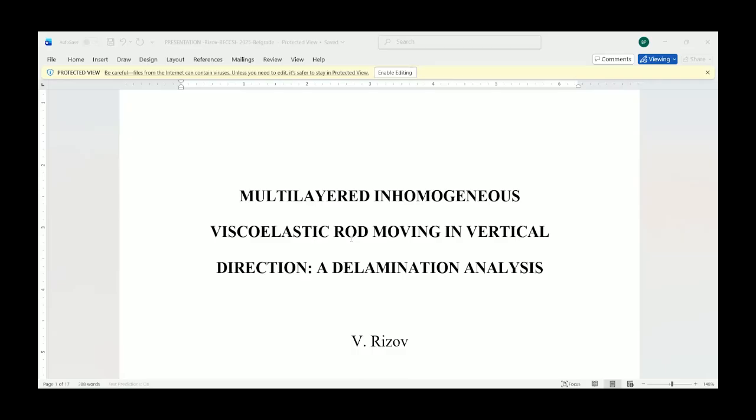The title of my report is Multilayered Inhomogeneous Viscoelastic Rod Moving in Vertical Direction, a Delamination Analysis.